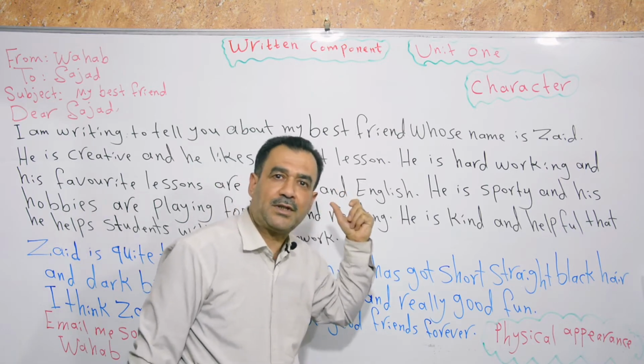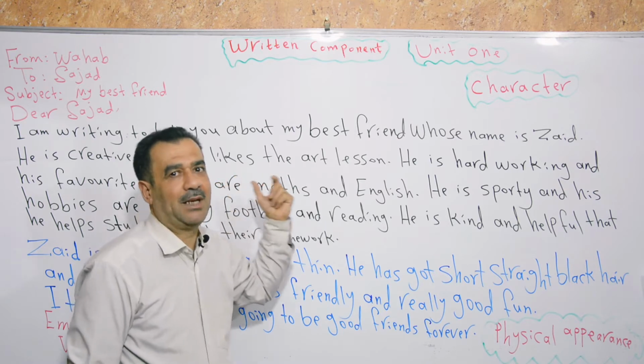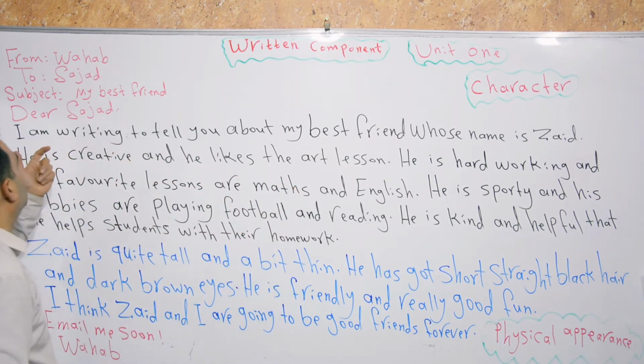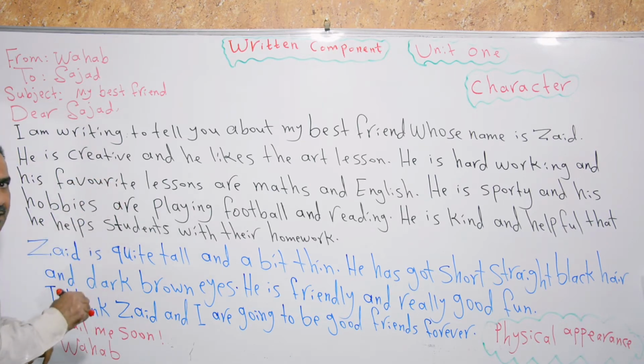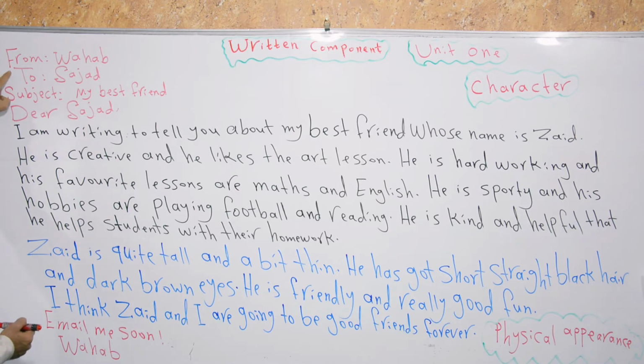So before we start the lesson we have to know how to write an email. How to write the email. The layout of the email. Here we have to pay attention to the layout before writing the email. We have to know how to arrange the items of the email. For example, from, to, subject, dear, email me soon, Wahab.